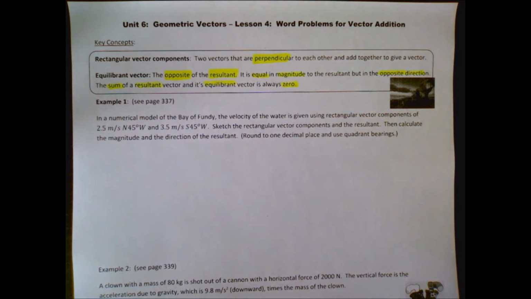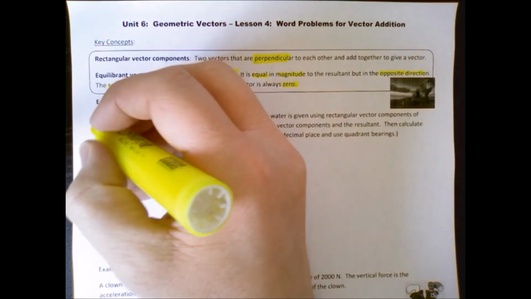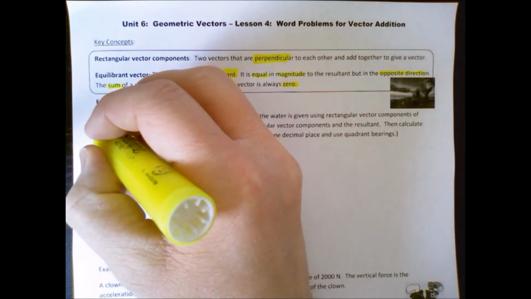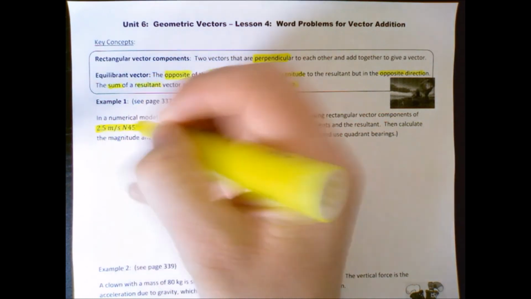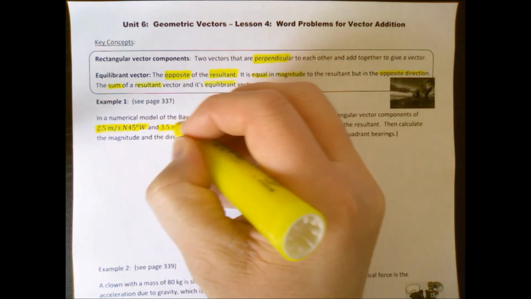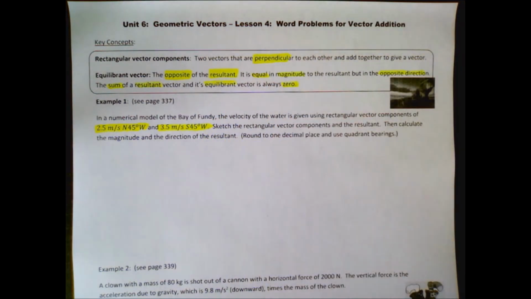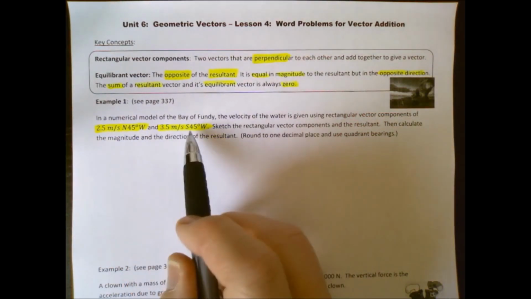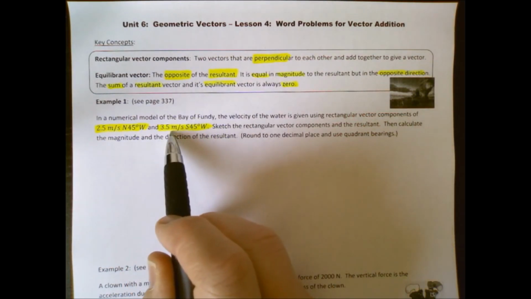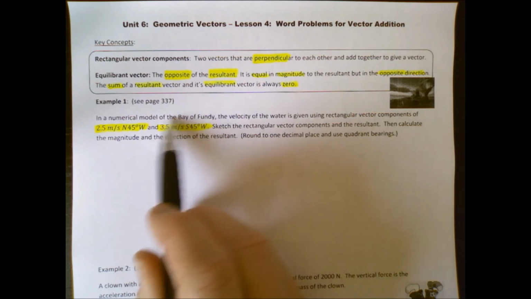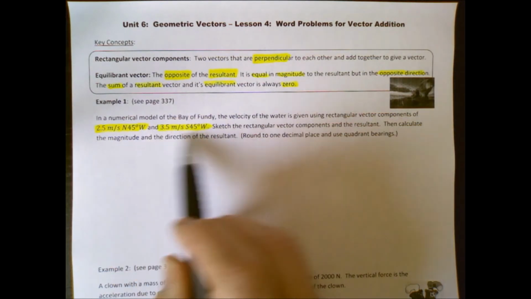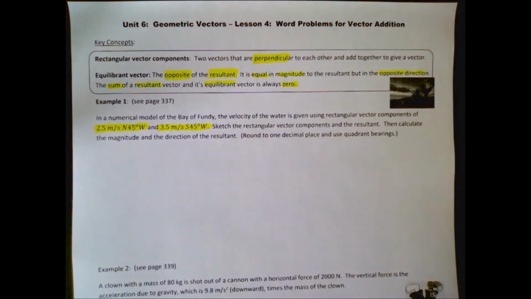So first of all, I'm going to sketch the rectangular vector components, and again, because it's rectangular vector components, I know the two vectors should be at 45 degrees. Here's the first one and the second one. So I'm going to sketch these first, I'm going to add them, and I'm going to draw the vector. I can see here that the second one has a bigger magnitude than the first one, so this one's going to be a longer line segment than the first one.